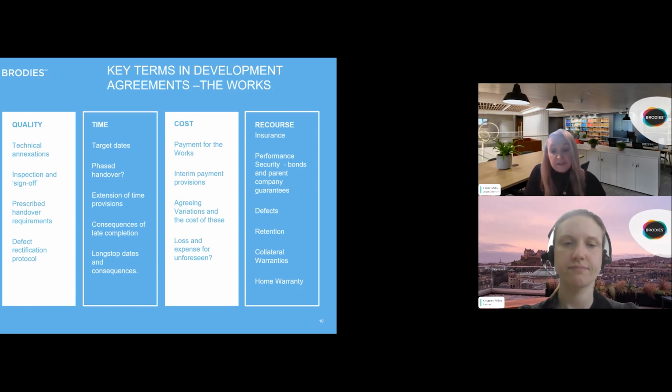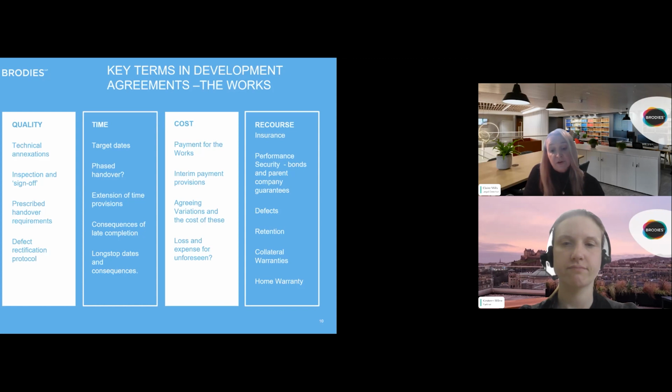The developer might seek a provision that its liability for the construction works is extinguished at a defined point, for example, after the defects liability period of 12 months. Now, that would likely only ever be acceptable to an RSL where it had an ongoing recourse for any latent defects that may arise in the works against the builder and the designers and the subcontractors potentially, and that would be via a full suite of collateral warranties.